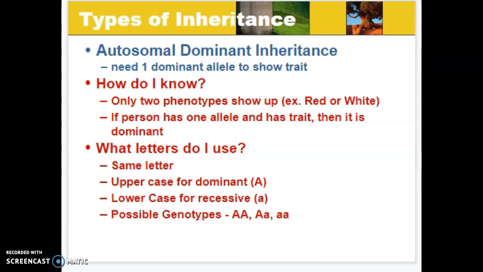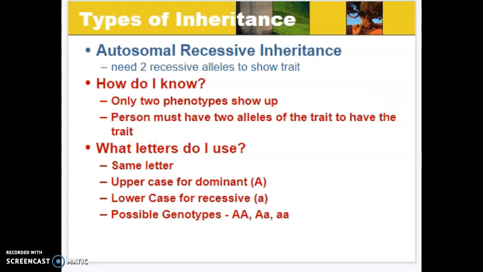If the person just has one of those alleles, then they're going to see that dominant trait. So for these things, we generally use the same letters. The dominant is uppercase and the lowercase is going to be recessive. Make sure it's the same letter though. So if you're going to say hair loss and you decide to use H for hair loss, you would have big H if it was dominant and little h recessive.